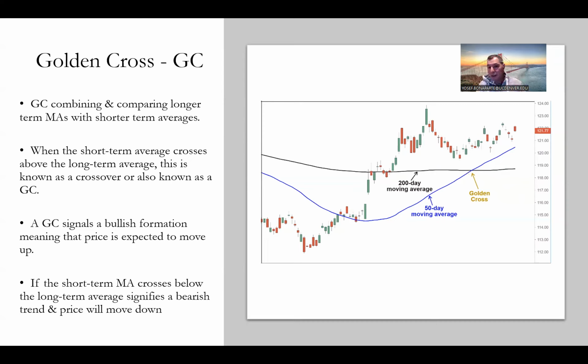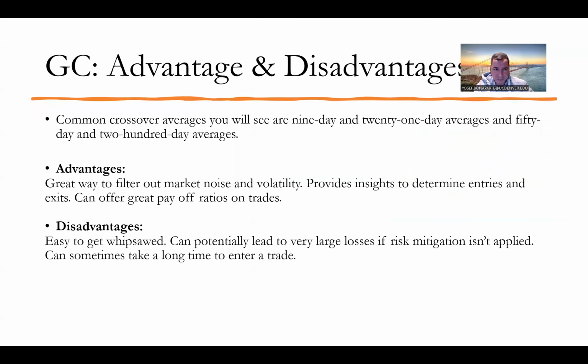This is a buy. In the opposite case, when the 50 goes down and the 200 goes up, this is the sell. We focus more on this golden cross strategy in the homework in the other video. The advantage: a great way to filter out market noise. The disadvantage: it's easy to get whipsawed.